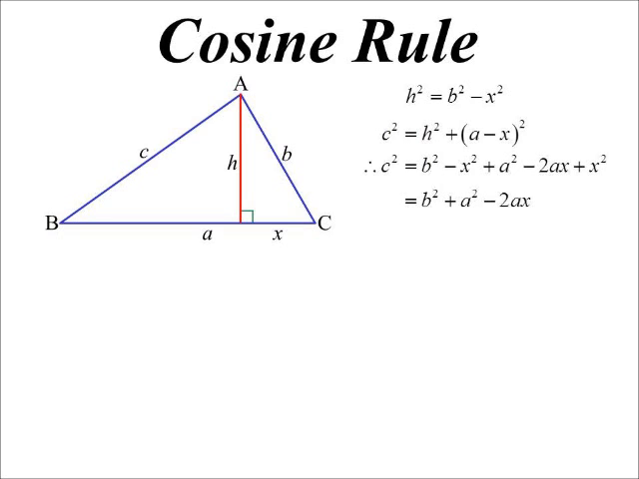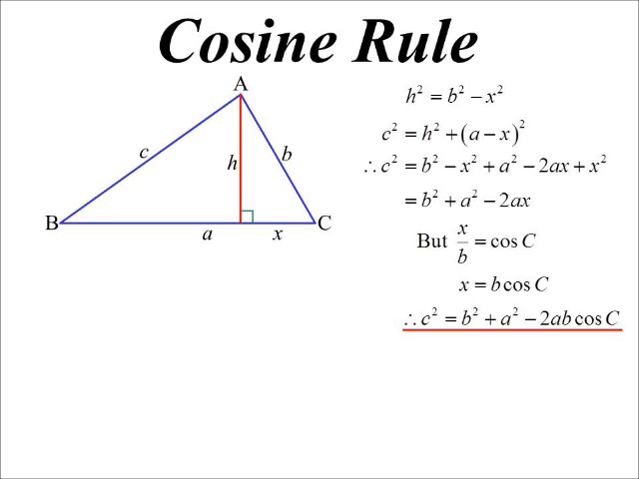Now I'll use the trig. x over b is the cosine of C, so I can substitute in for x, b cos C. And there's our cosine rule. c squared, well, we probably normally see it as a squared plus b squared, but it doesn't really matter: a squared plus b squared minus 2ab cos C.